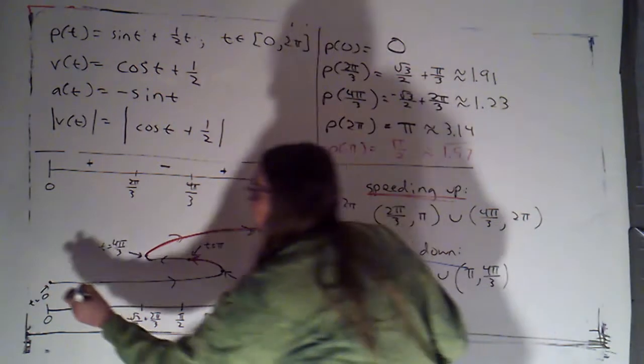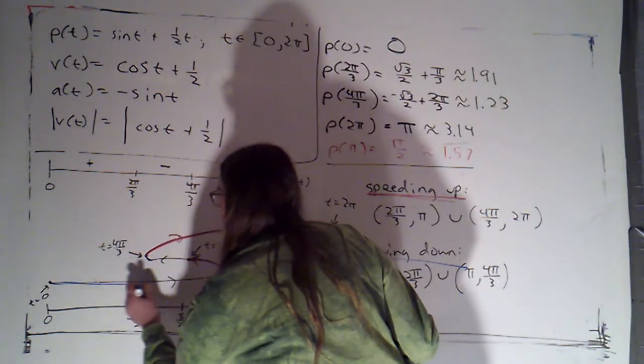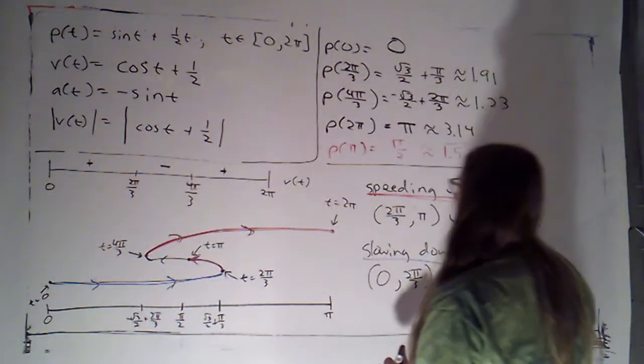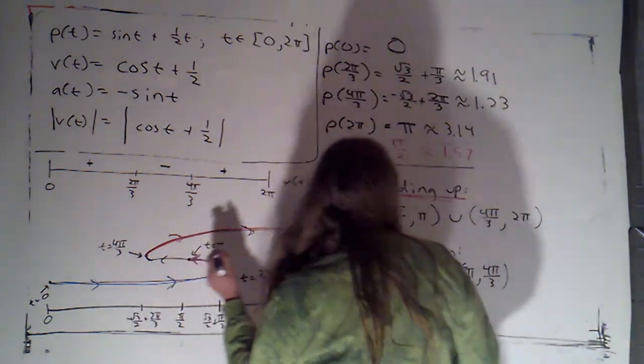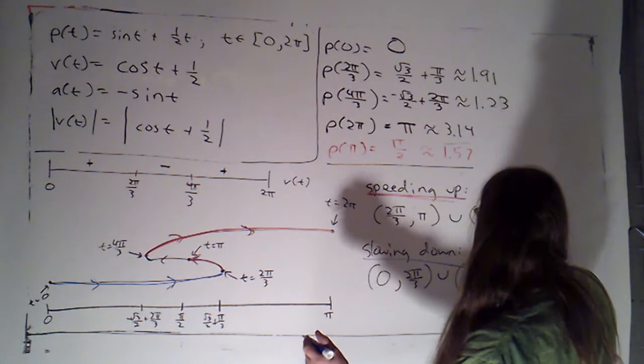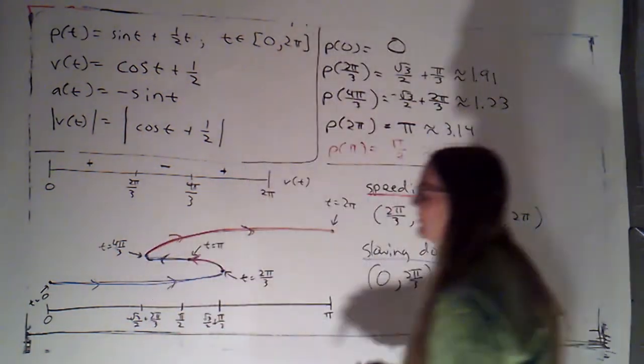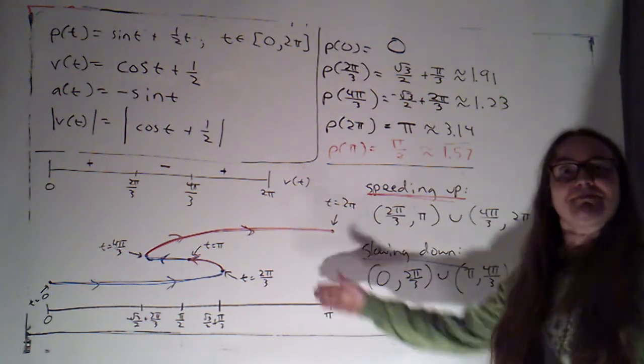Slowing down, that was from 0 to 2 pi over 3, so that initial section of curve, and then between pi and 4 pi over 3, so this little section right here. All right, there's our diagram.